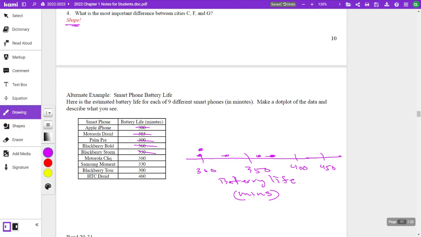330, 360, 330, 300, 460. All right. So we look at that, right? So make a dot plot, describe what you see. And that's really easy. It's easier to look at this and go, well, most of them, the variability is between 300 and 360, with a possible outlier out here. This would be an outlier. Possible outlier out at 460. So the HTC Droid may be a possible outlier.